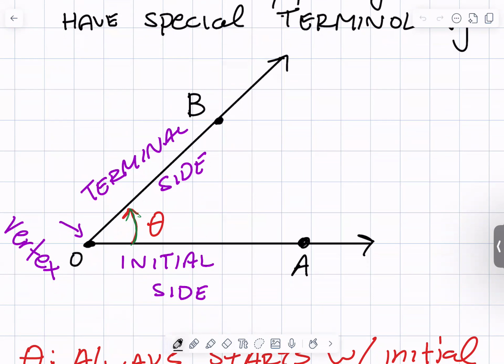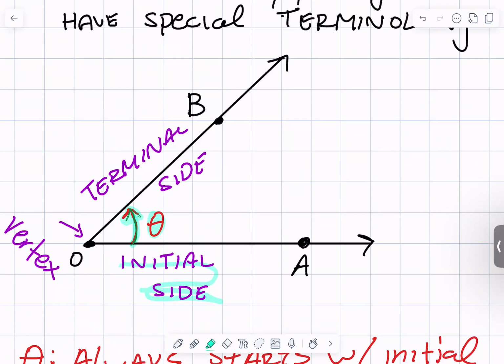The horizontal ray here is called your initial side. It will always be called your initial side, and you are always going to be using that horizontal as the start of your angle. And as you go up and draw out the angle itself, we're going to label this theta.